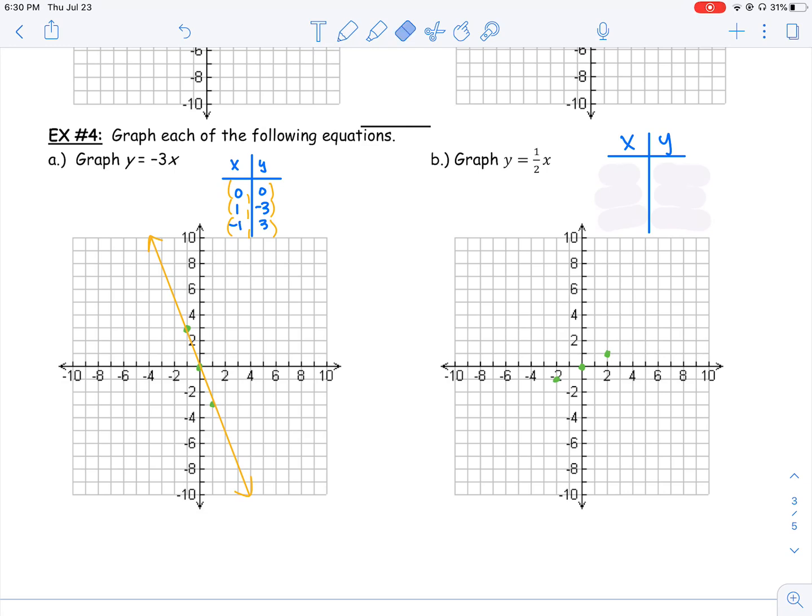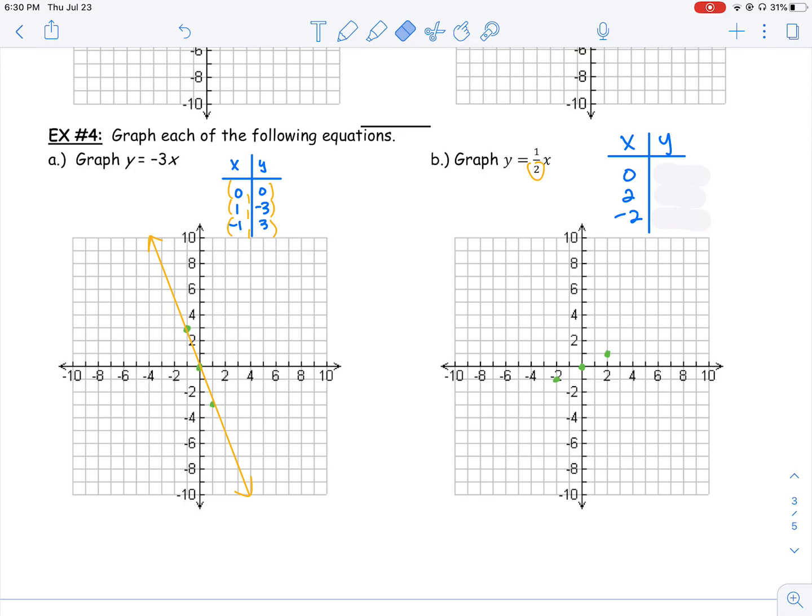Let's pick some x values here. I picked 0. Now be careful. You might want to pick a certain x value if you don't want to have to deal with fractions. So what x value do you think you can plug in so that if we multiply it by 1/2, you won't have any more fractions? How about anything divisible by 2? I picked 2 and -2. Maybe you chose x equals 4 or 6. Any of those would get you nice, cute little whole numbers.